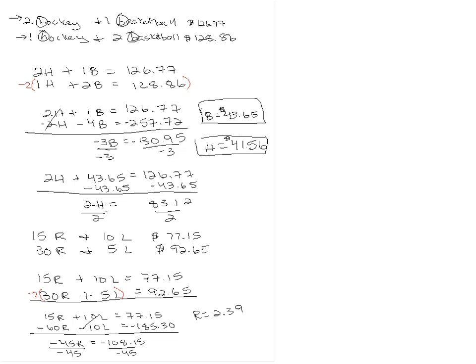Then you plug that back in. You can plug it in anywhere you want. So you can plug it in here and say 15 times $2.39 plus 10L equals $77.15, and you solve, and you can go through that. You get the large is $4.19. Okay. All right. Let's try one more.